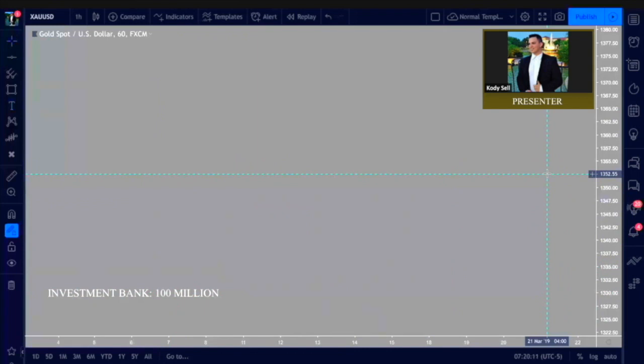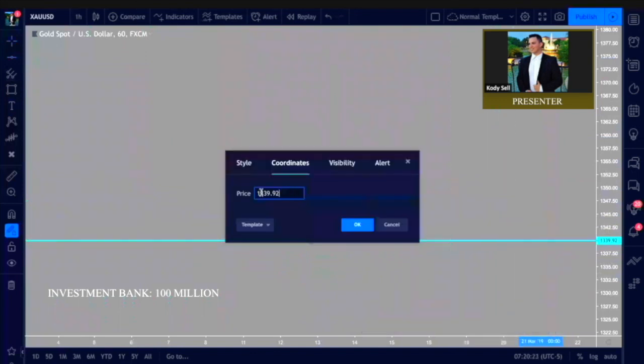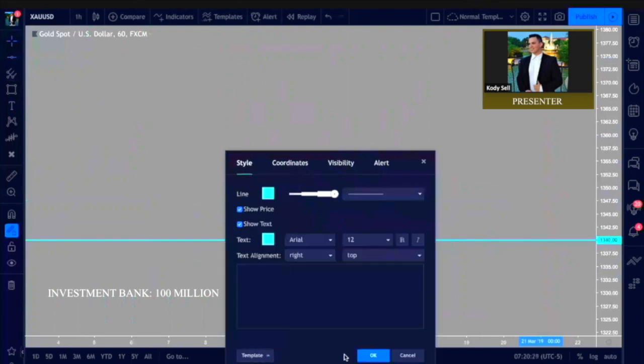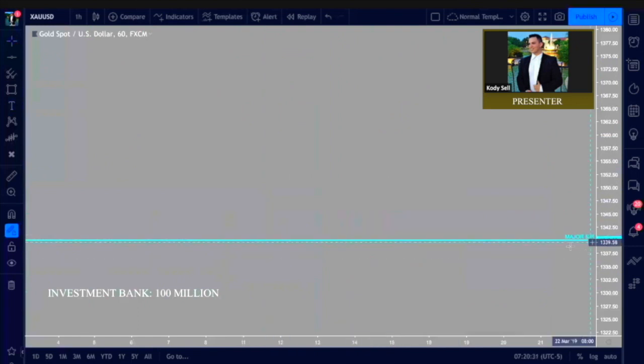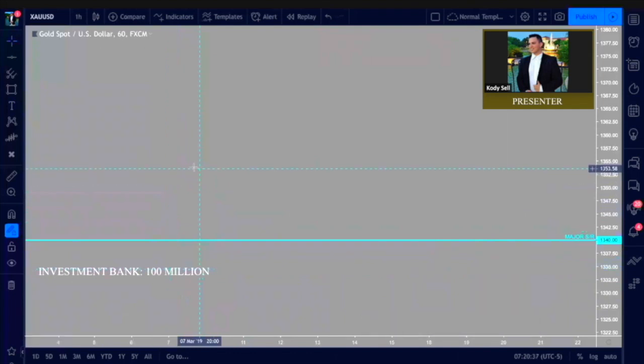The reason why they have to do this, so let's go ahead and pull out our line tool here. And let's just say that right here at 1340, they want to fill this order for 100 million, okay?